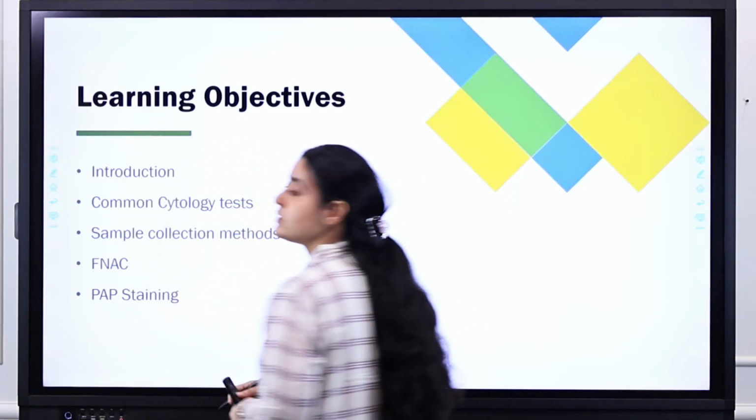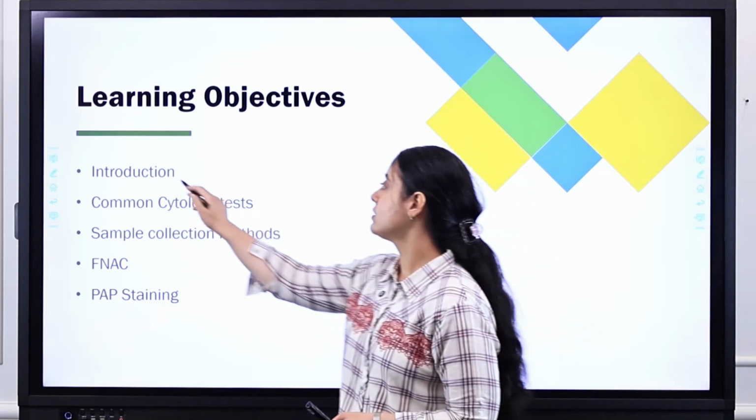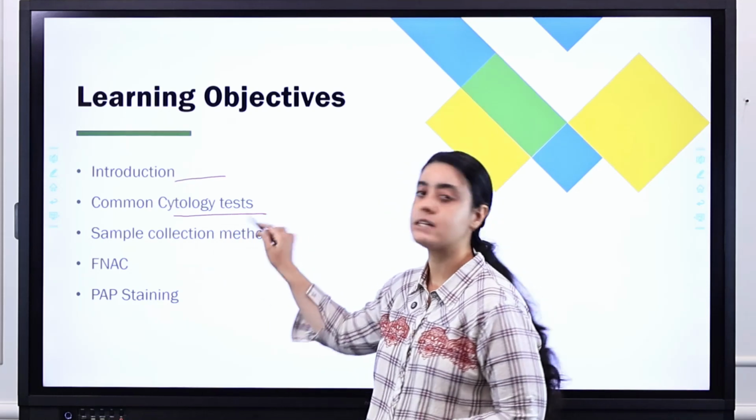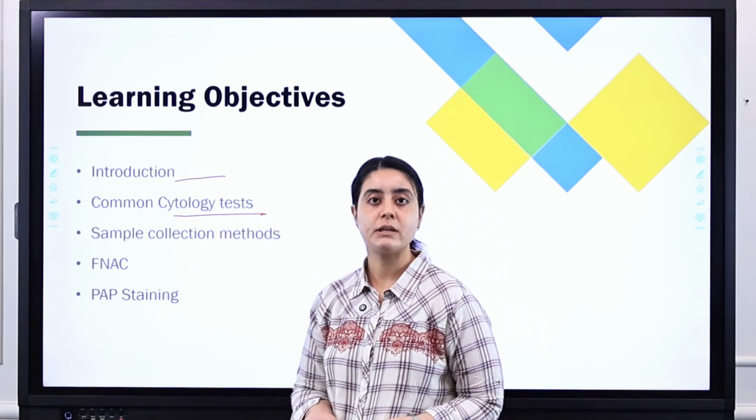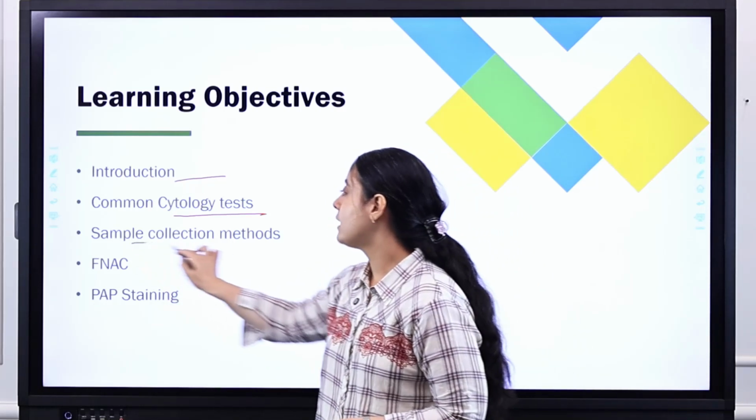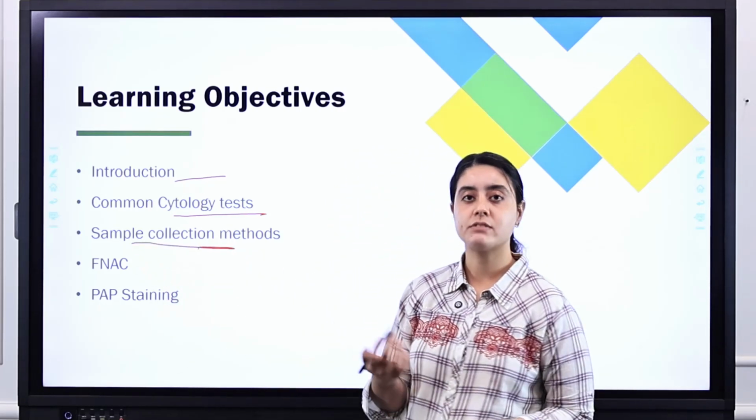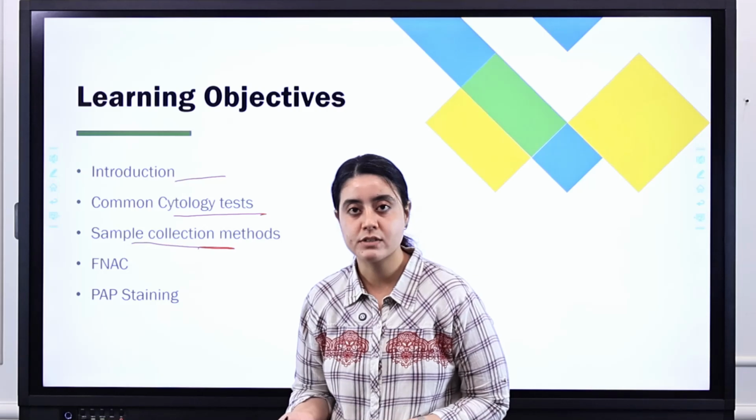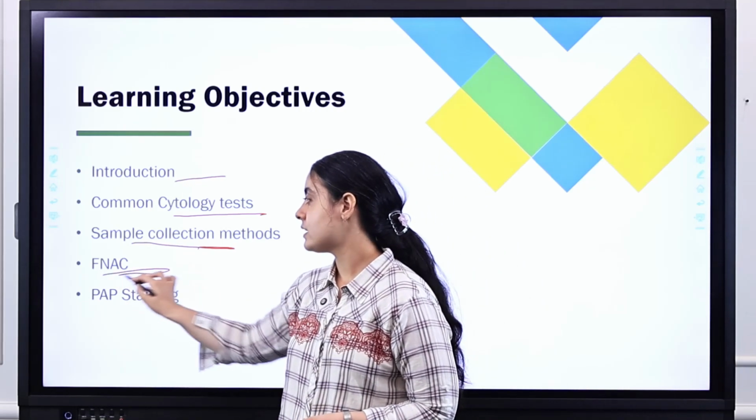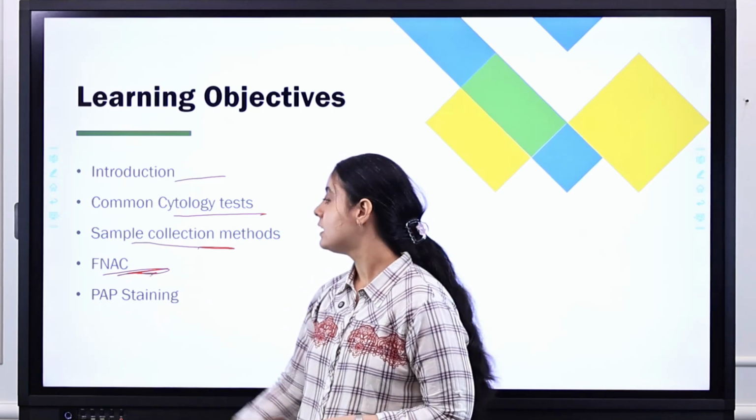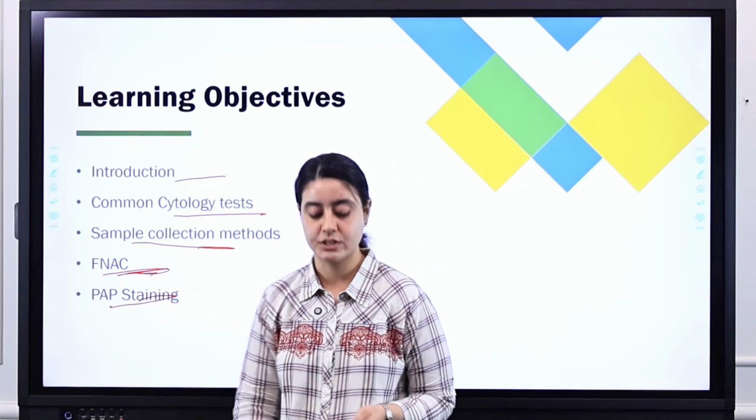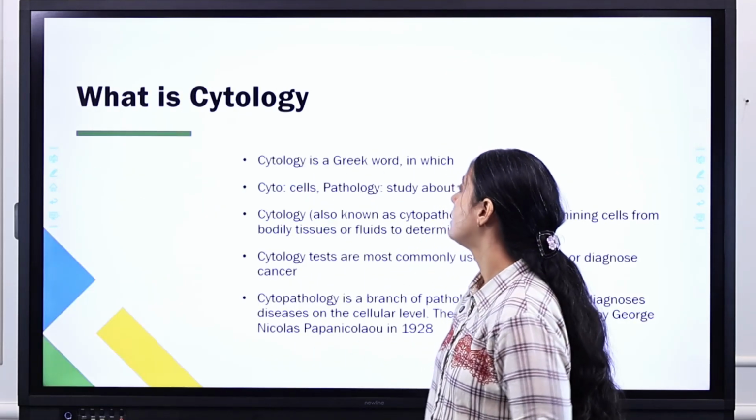So what are the learning objectives for today's class? Introduction, obviously, what is cytology? Then we are going to discuss what are the common cytological tests that we are going to perform in our cytology lab. Then what type of samples are there, and what are the methods of sample collection in our cytology lab. Then we'll discuss the technique FNAC. I will tell you what is FNAC, and then Pap staining, which is under the cytology. Let's start one by one.